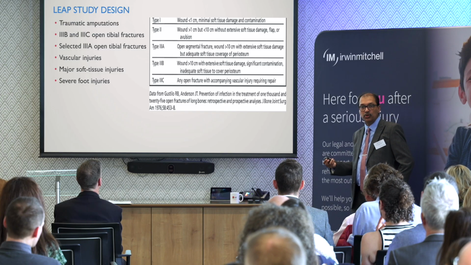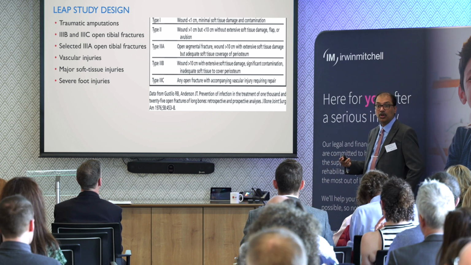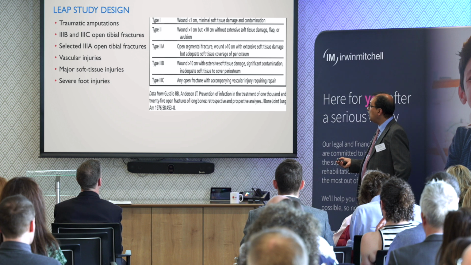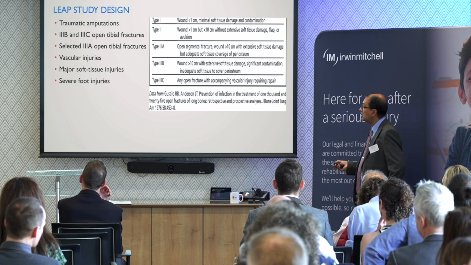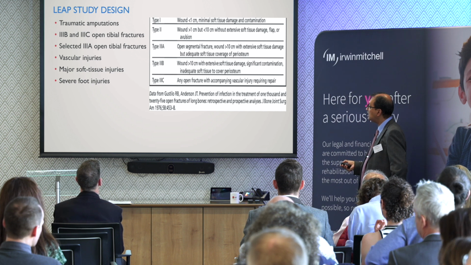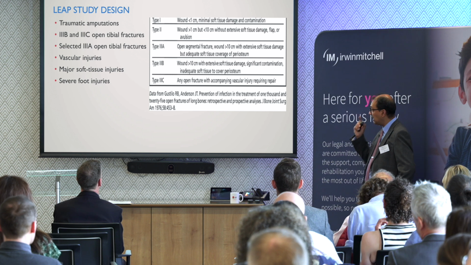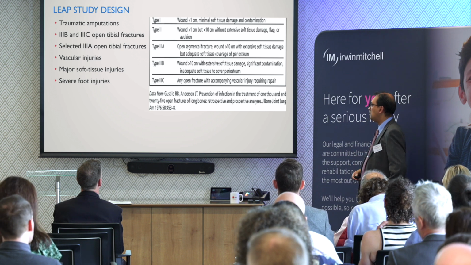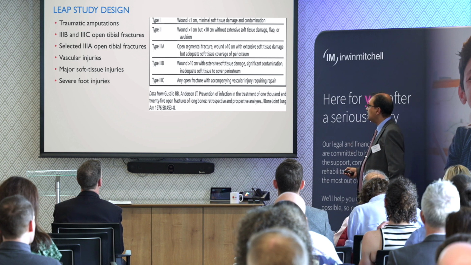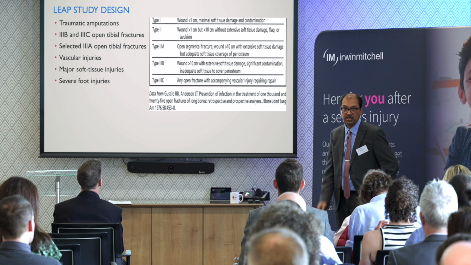Why is it so good? Because it actually tallies with the outcome of this. So they only took in the LEAP study the person who had traumatic amputation, 3B, 3C, and some of the 3A open fracture in the leg. Vascular injury means 3C, soft tissue injury, and extra is severe foot injury, which is non-reconstructible.